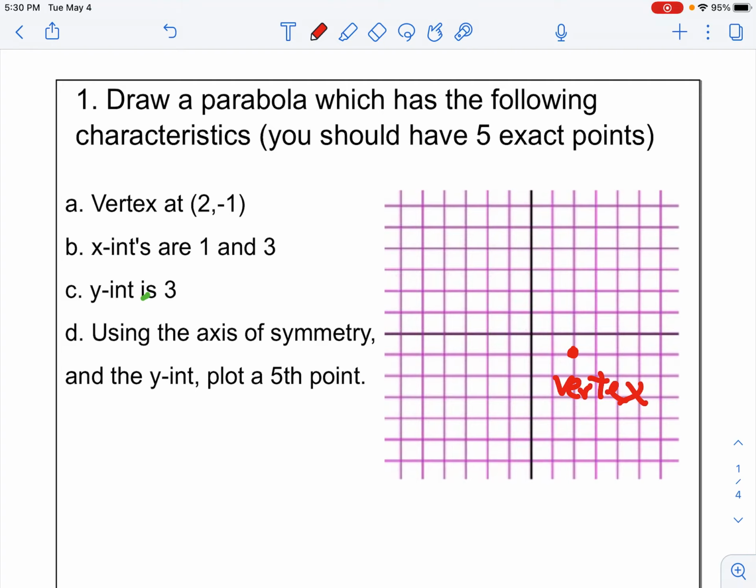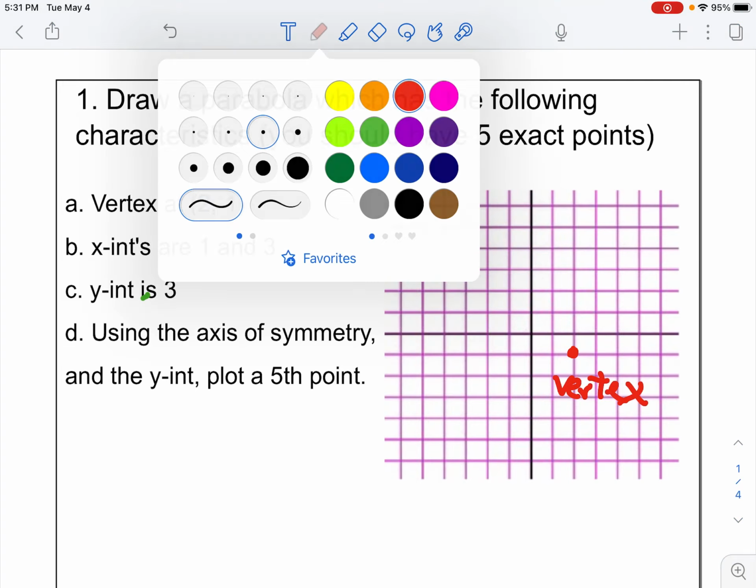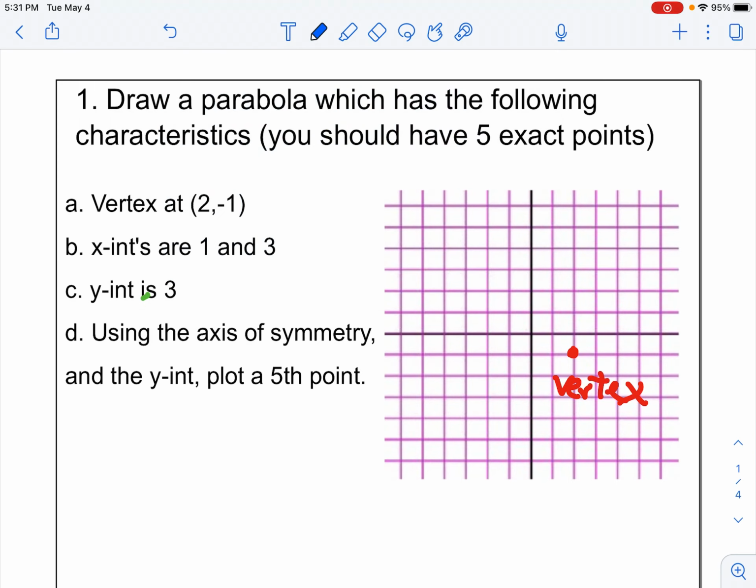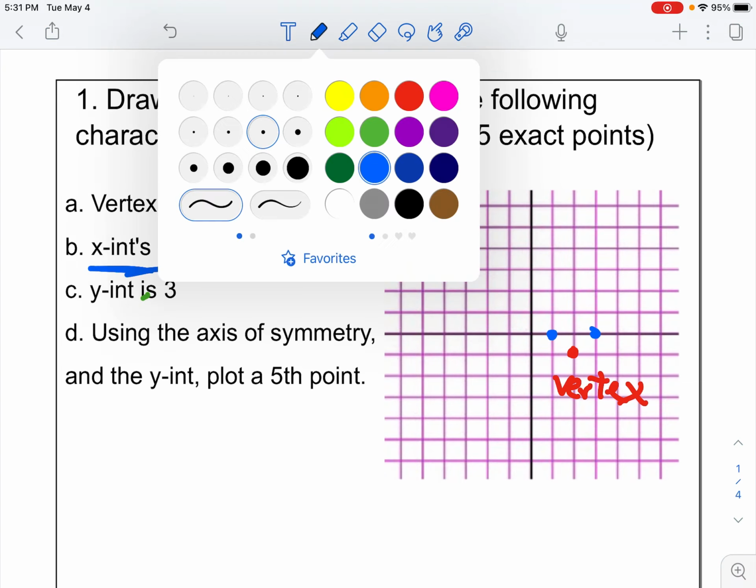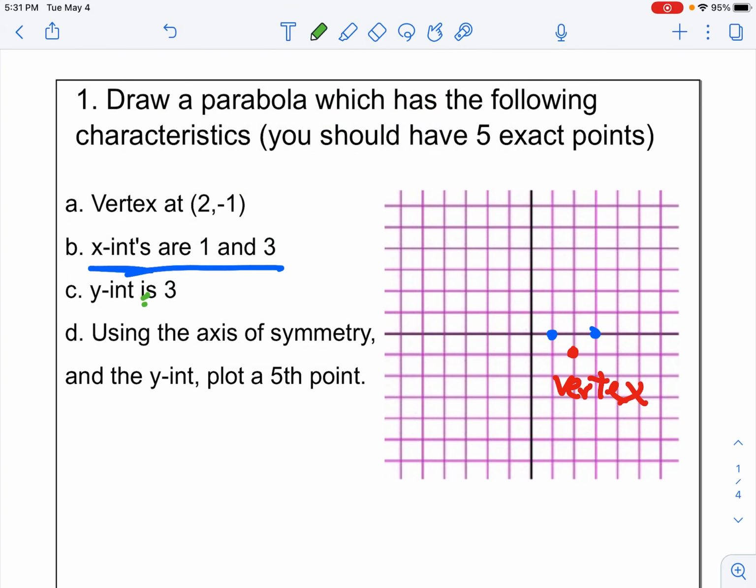The x-intercepts, or zeros, are at 1 and 3. So that's where the parabola crosses the x-axis. So we put points at 1 and 3. So those are the x-intercepts right there, 1 and 3. The y-intercept is 3. So that's where the parabola crosses the y-axis right here.